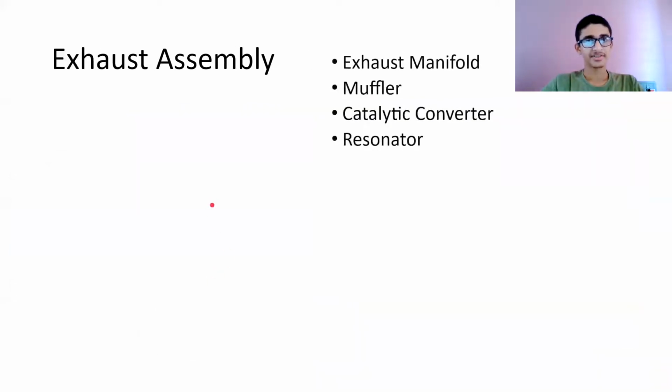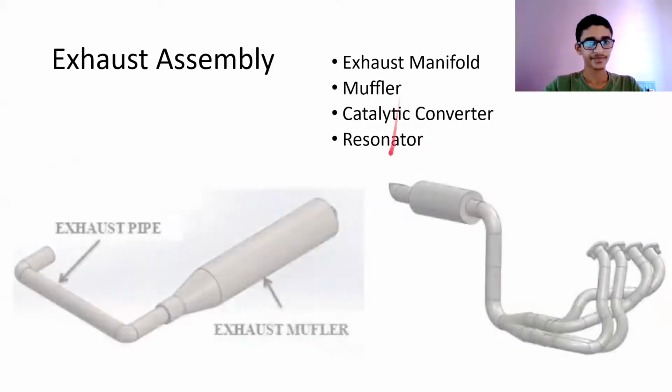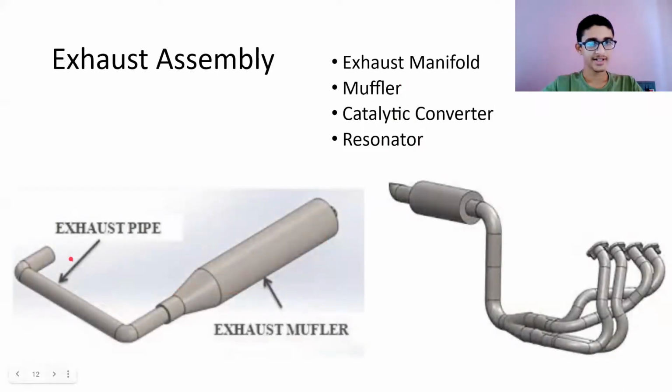Now let's come to the exhaust assembly. In the exhaust assembly, we have exhaust pipes or manifold, muffler, catalytic converter and resonator. These are four main parts. So let's look at this. This is the exhaust assembly from a two-wheeler or motorcycle. We generally see an exhaust pipe and a single assembly. In that single assembly, we have arranged the muffler, catalytic converter and resonator, all three.